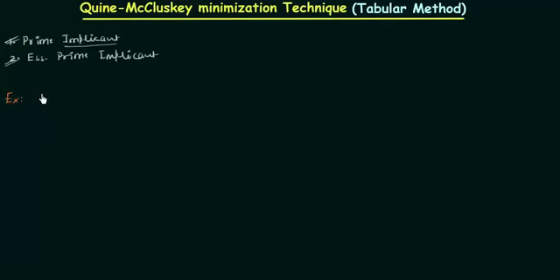Example: let's say the function is y with variables a, b, c and d. A is MSB, the most significant bit, d is LSB, the least significant bit, and the minterms are 0, 1, 3, 7, 8, 9, 11 and 15. So these are the minterms, and we have the function y with 4 variables. I am taking 4 variables to explain the tabular method.